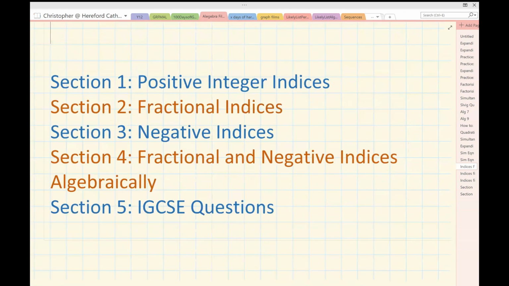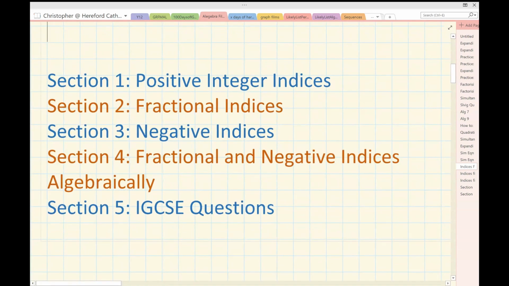So what are we covering in this film? Well, there are 5 sections. First of all, we'll look at positive integer indices and how to deal with those. Then fractional indices, negative indices, and then we'll look at fractional and negative indices algebraically before, in the last section, we work our way through some IGCSE questions.